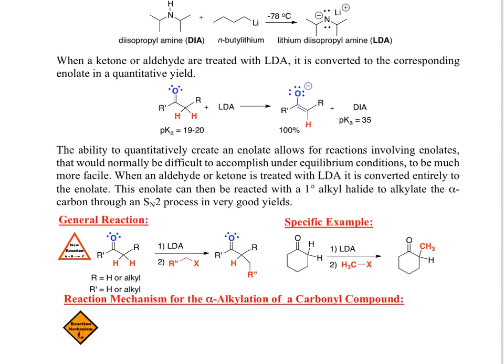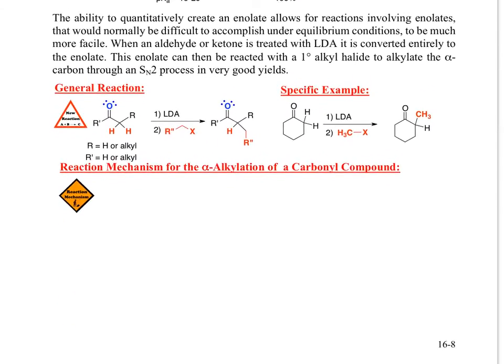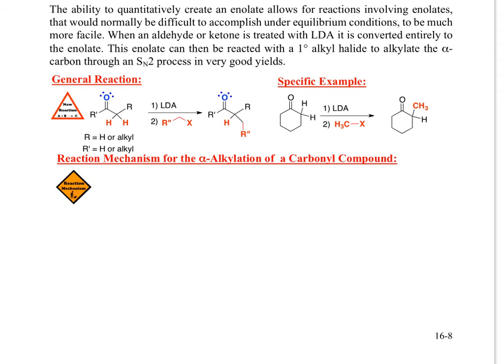So now that we have shifted the equilibrium to give us only enolate, we can very efficiently alkylate the alpha carbon of an aldehyde or a ketone. So here we've got our generic aldehyde or ketone. If we treat it with LDA first, that makes the enolate, and once our enolate is formed, then we can treat it with our primary or methyl alkyl halide to alkylate at the alpha position.